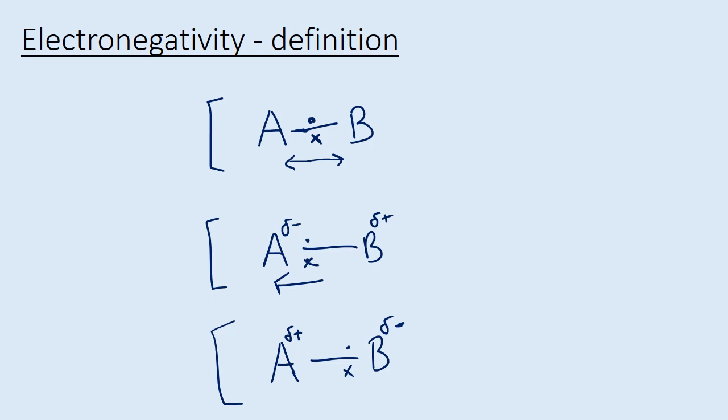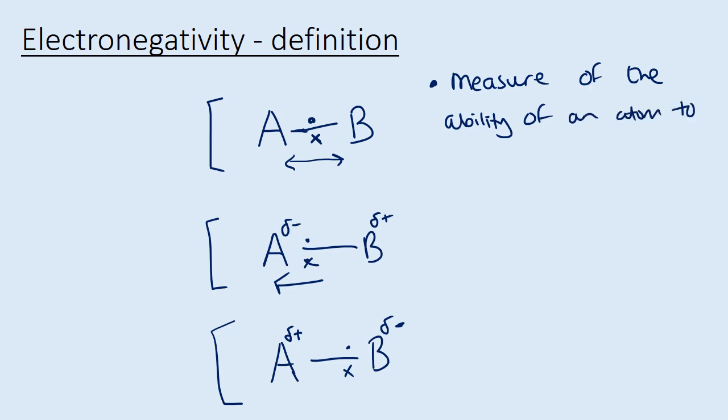Okay, so if we try and verbalize this, it's quite a lengthy one, but electronegativity is the measure of the ability of an atom to attract the bonding pair of electrons in a covalent bond.